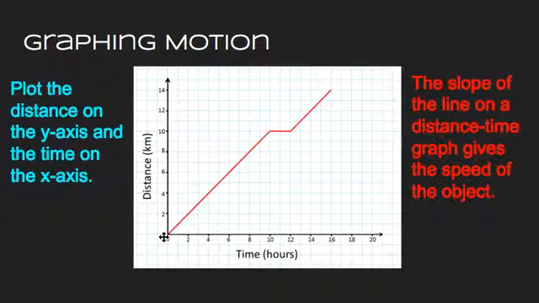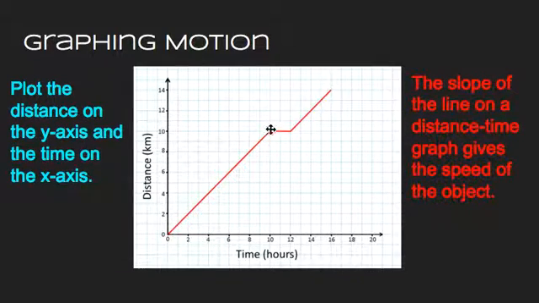So the rise for this line here would be 10 kilometers. The run would be 10 hours. So 10 divided by 10 would be 1. So this would give us a slope of 1 kilometer per hour, because you'd have kilometers divided by hours. So that actually tells us the speed. That tells us how fast the object is going. Every hour, it can go 1 kilometer.